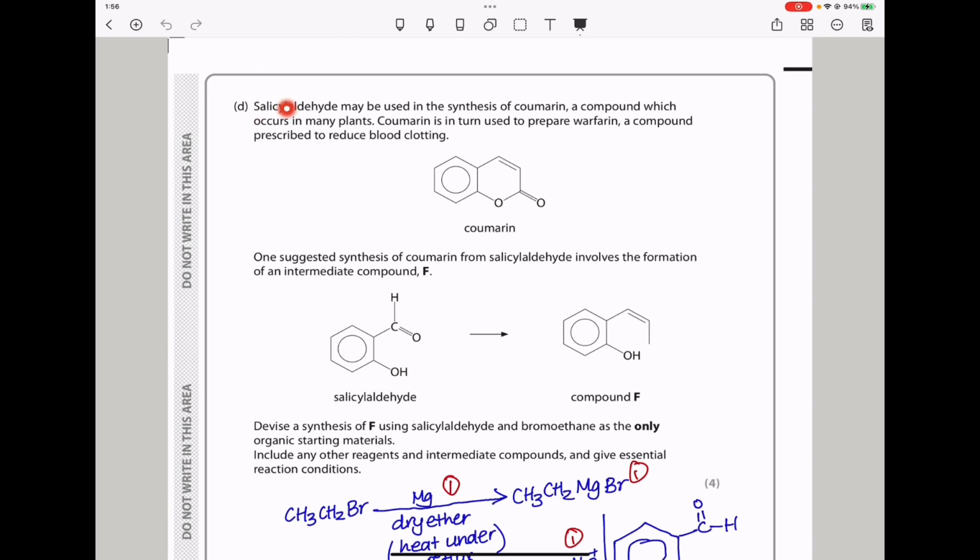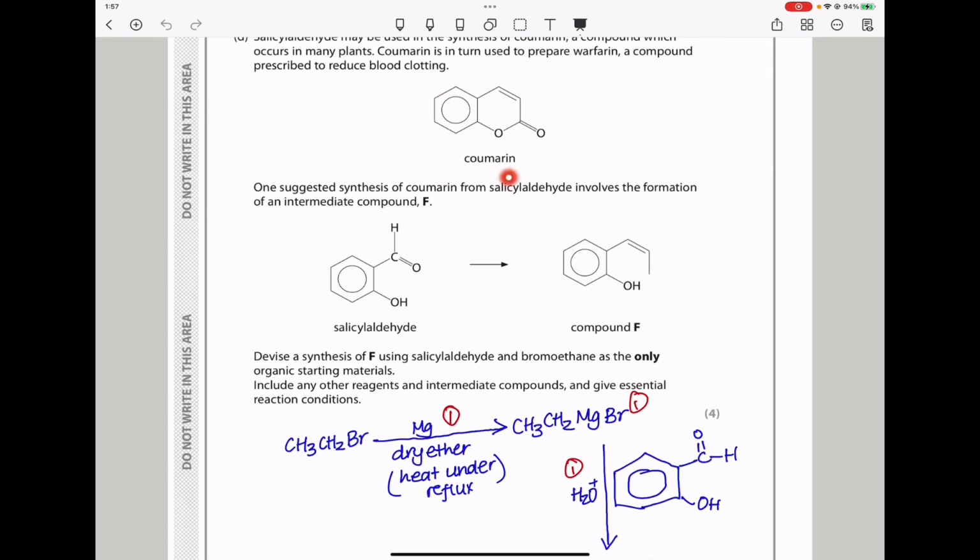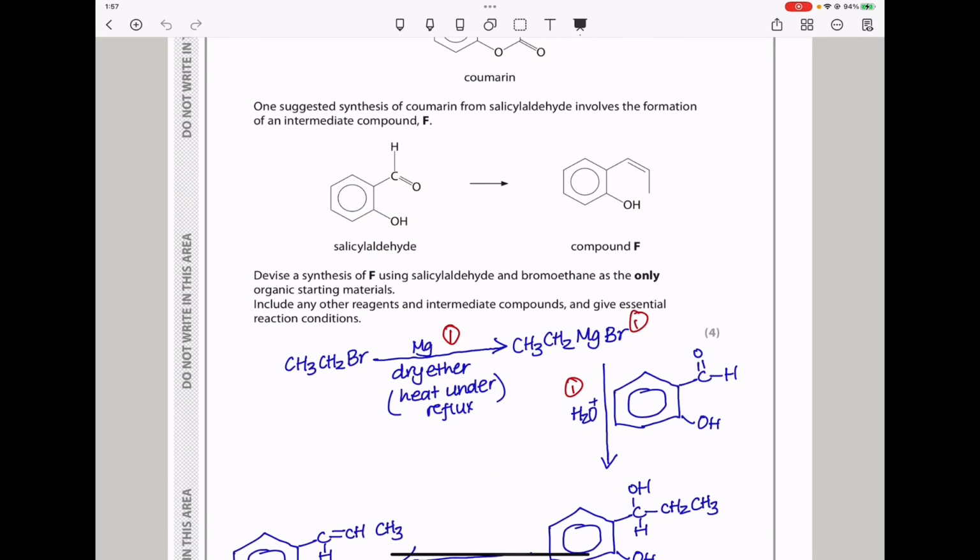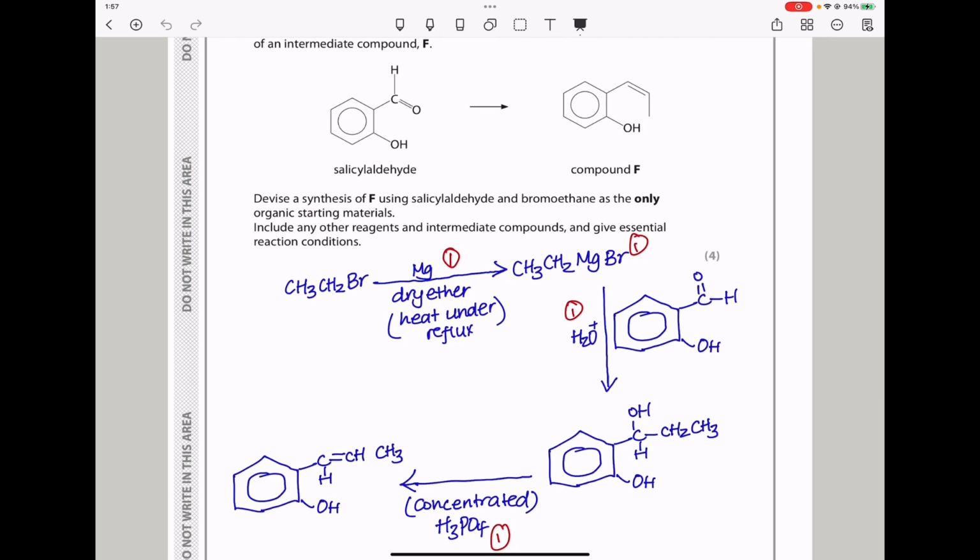So part D. Salicyl aldehyde may be used in the synthesis of coumarin, a compound which occurs in many plants. Coumarin is in turn used to prepare warfarin, a compound prescribed to reduce blood clotting. So this is coumarin. One suggested synthesis of coumarin from salicyl aldehyde involves the formation of an intermediate compound F. So we have salicyl aldehyde and compound F. They say devise a synthesis of F using salicyl aldehyde and bromoethane as the only organic starting materials. Include any other reagents and intermediate compounds and give essential reaction conditions.